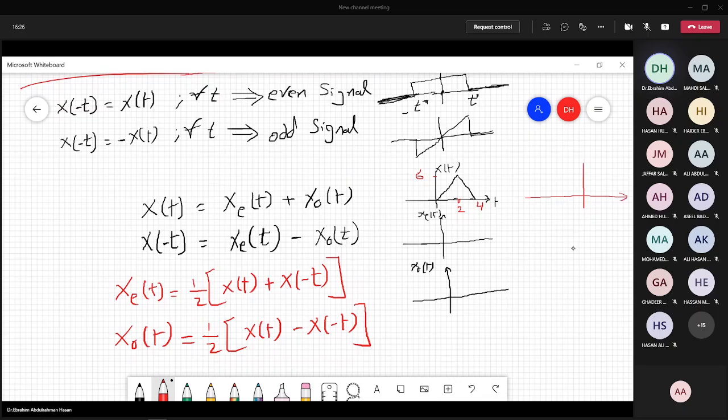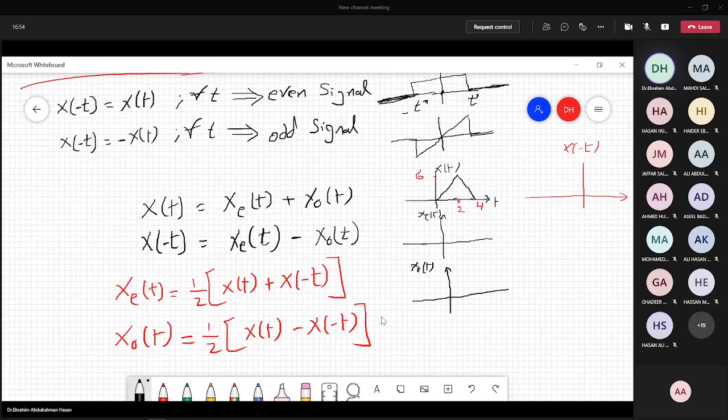This is the first step. Okay, to find the even part, it is equal to x of t plus x of minus t, divided by 2. So we need to find x of minus t. Whatever you have on the right, put it on the left. Whatever you have on the left, put it on the right. It becomes like this.